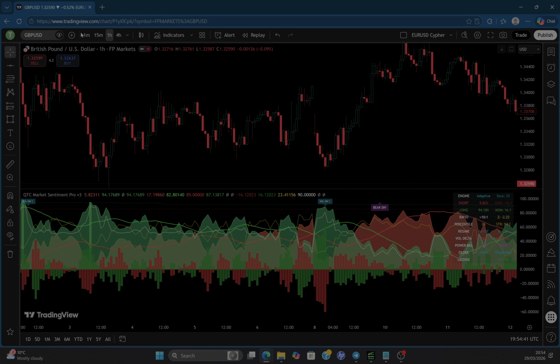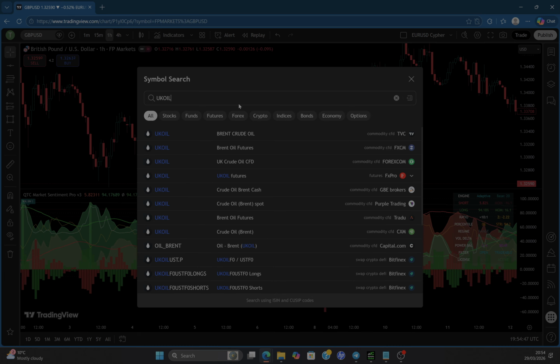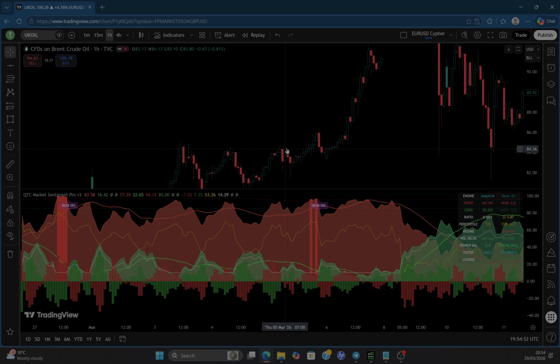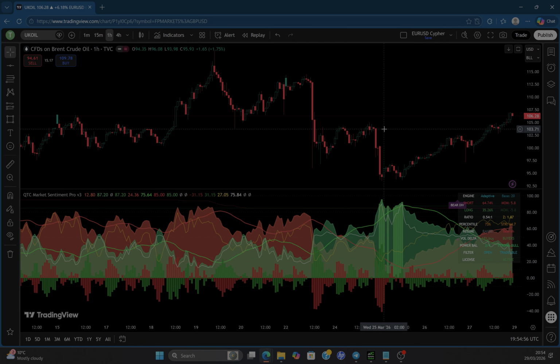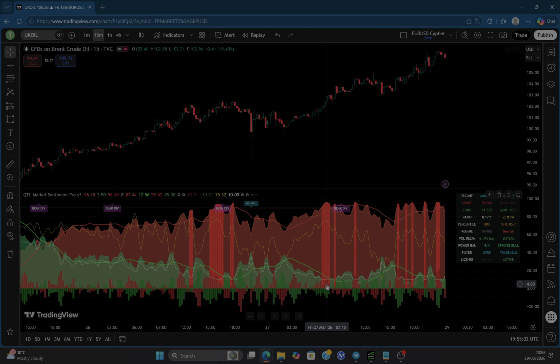As I mentioned earlier, the indicator works on any instruments: cryptocurrencies, commodities, currency, or futures. This is oil.